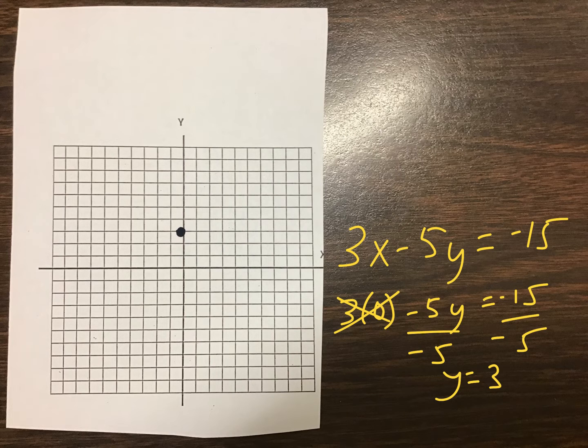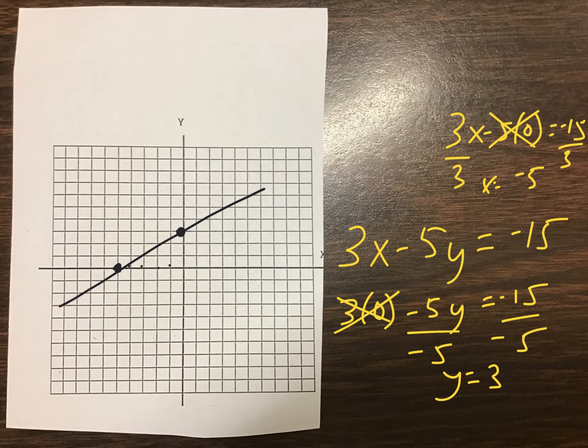Negative 5. So we're going to put in a 0 for the y value. Okay, and that's a 15. So now that's going to be gone. I divide by 3. X is going to be negative 5. So I have to figure out where negative 5 is. 1, 2, 3, 4, 5. Right there.